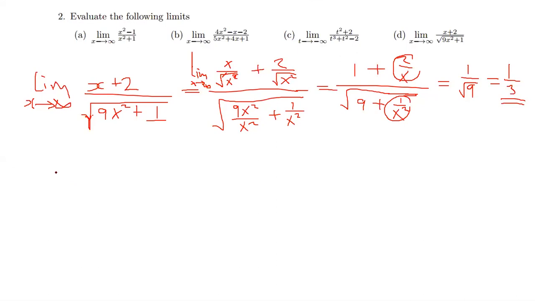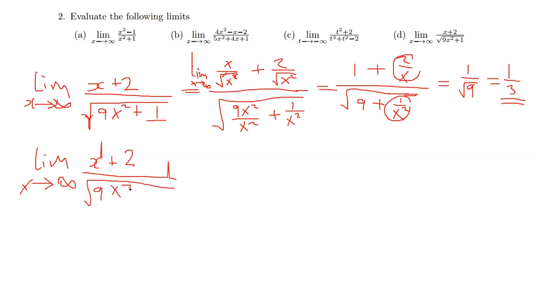So what you are going to do is you are going to have the limit of that when x is approaching infinity. I'll get this same thing here: x plus 2 over the root of 9x squared, then plus 1. So this is how the expression is. Let me just write it properly.